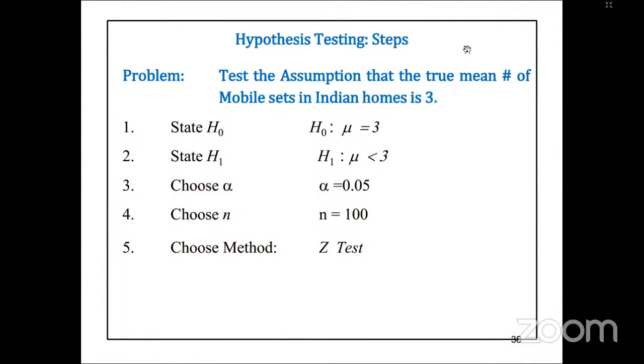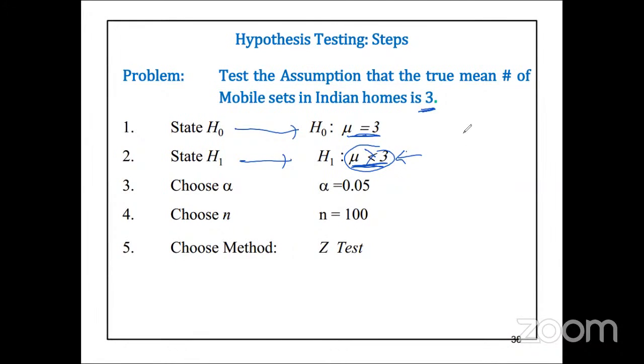So for example, again, I have one example. Here I'm interested in testing whether the mean number of mobile sets in Indian homes is 3 or not. So what will be my H0? My H0 is mu equal to 3. What will be my alternative hypothesis? Actually, I should set up that the mean should be more than 3, because in the present situation every home will have more than 3 mobiles. So I can do that.